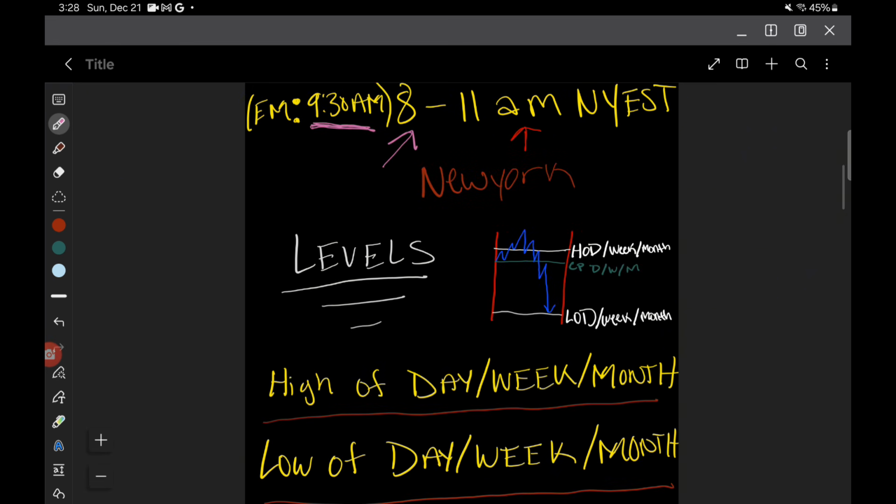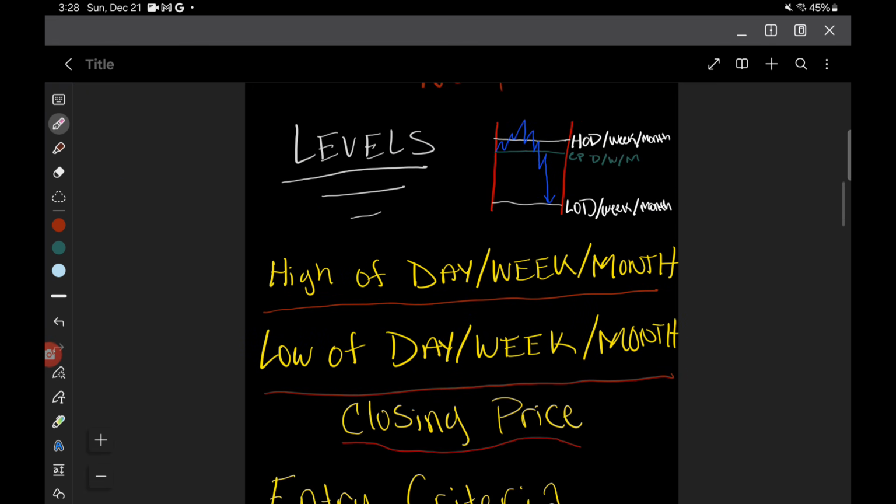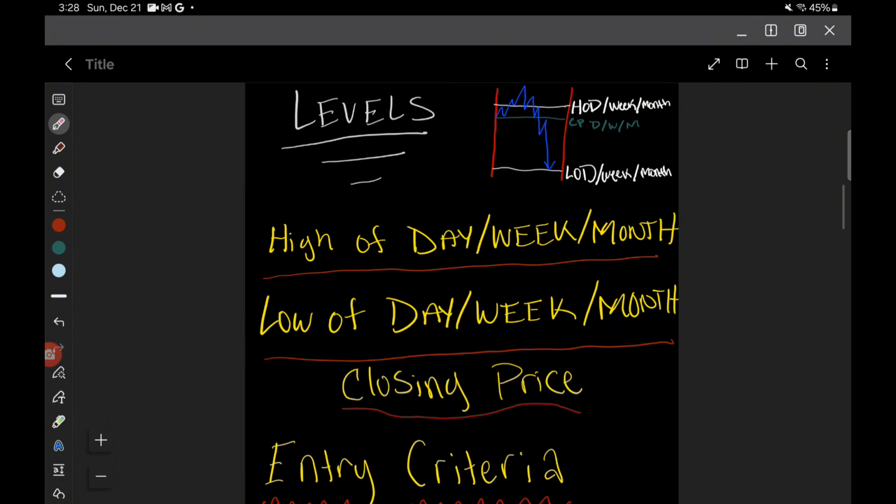So the next thing we want to talk about is levels. The levels that I trade off of are the high of day levels, the high of week levels, and the high of month levels. I also trade from the low of the day, the low of the week, and the low of the month. And I also trade closing prices.